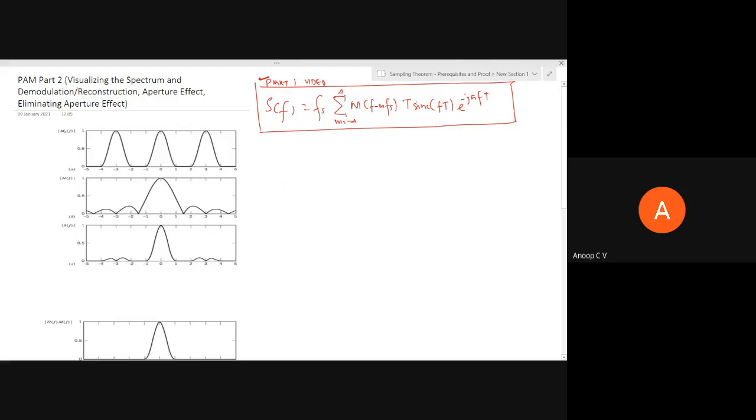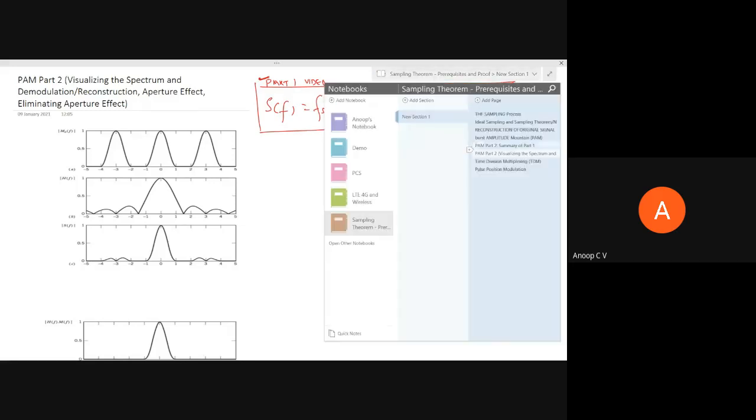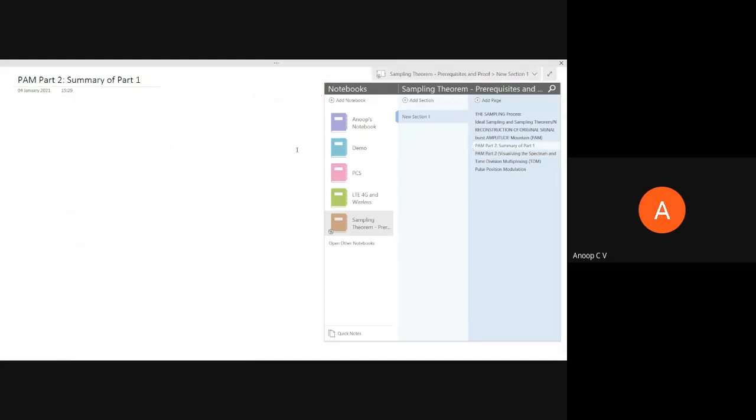spectrum, the Fourier transform of m of t, that is the spectrum of our original message signal. And this T sinc(fT) e^(-jπfT) was actually the Fourier transform of h of t. So maybe we should just recollect what those things are, quickly summarize, and then come to this particular video.